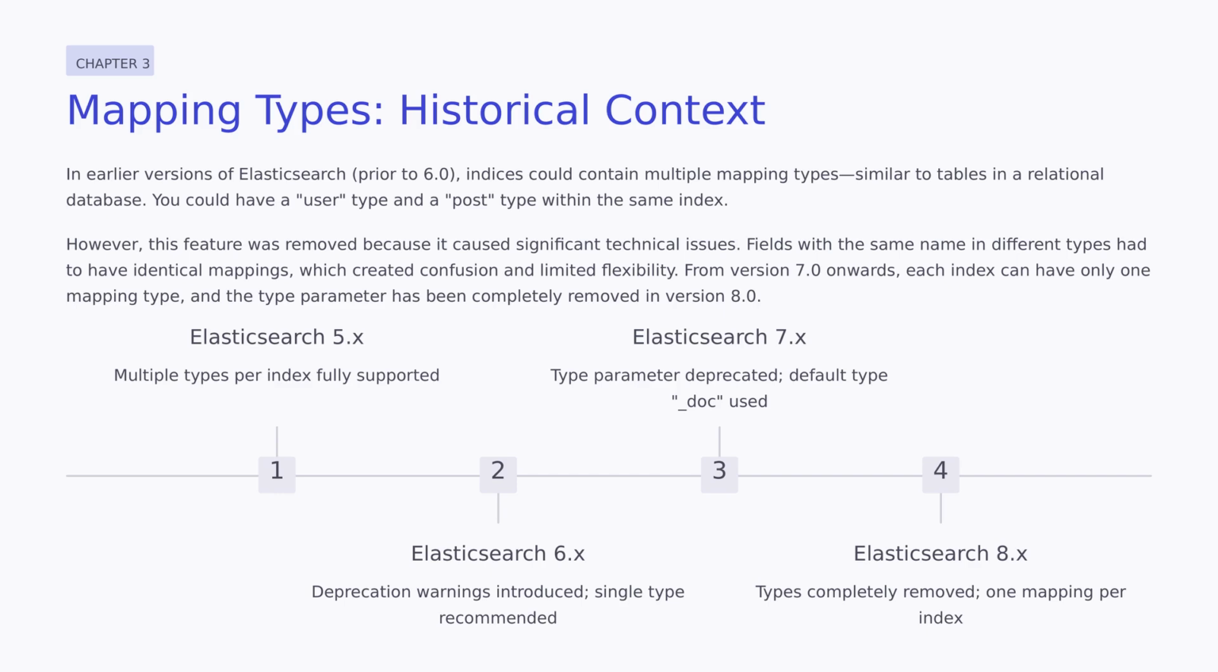The subsequent removal of the type parameter in version 8.0 streamlines this further, emphasizing a single mapping per index. Elasticsearch's journey from supporting multiple types per index in 5.x to the abandonment of types in 8.x marks a pivotal shift towards simplicity and clarity in data organization.